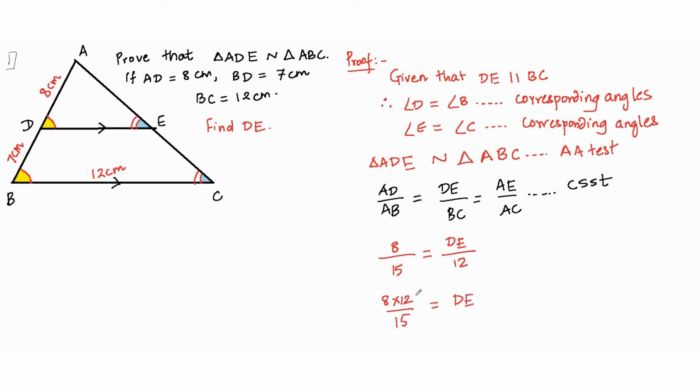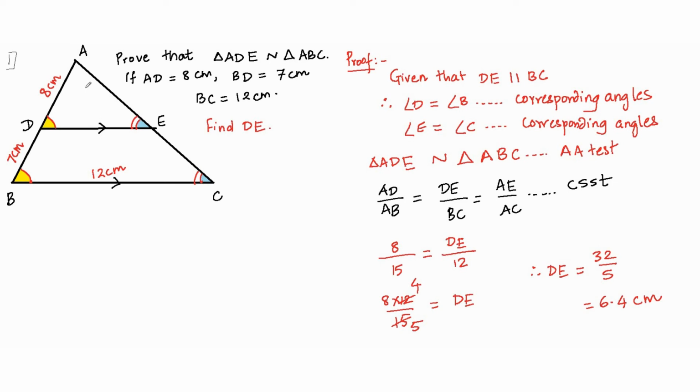Now I can simplify this by 3. So 3 4s are 12, 3 5s are 15. Therefore DE is equal to 32 by 5, which is 6.4 centimeters. Therefore the length DE is 6.4 centimeters.